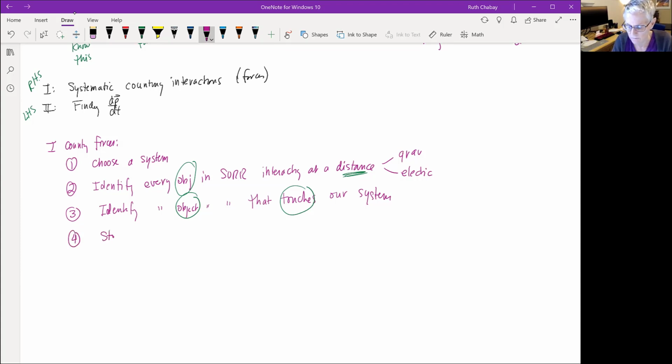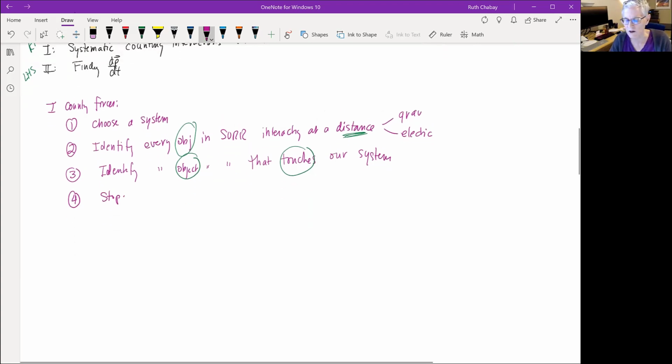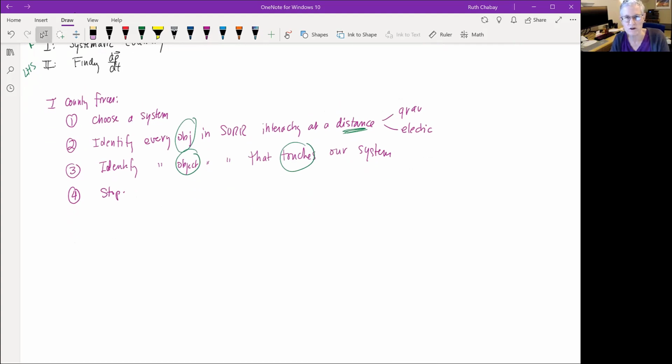So stop and draw a force diagram. That just records this information and helps us reason from it.